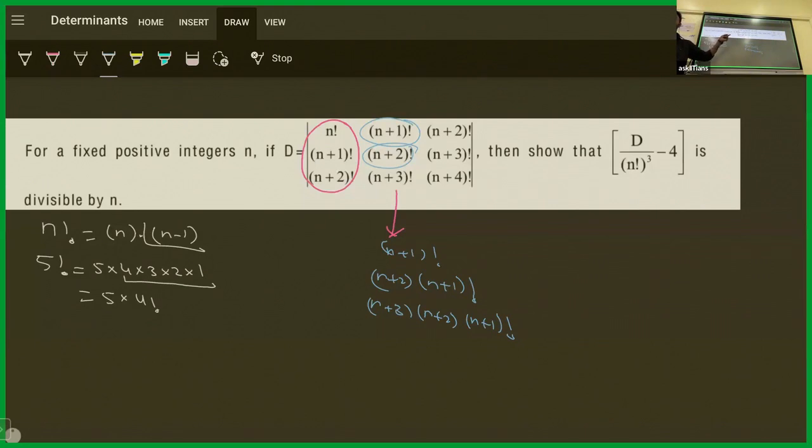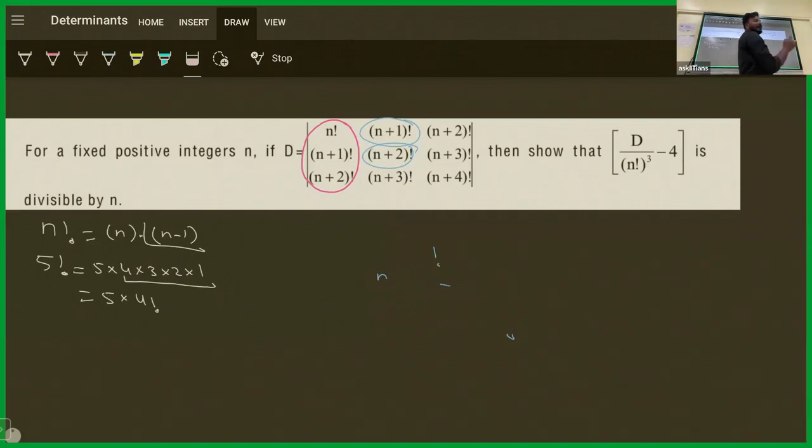हाँ बोलो. How should you think now? Instead of taking n plus 1 factorial common from the second column, take n factorial common from the first row. From the second row, we can take n plus 1 factorial common. From the third row, we can take n plus 2 factorial common. But anyways it will be the same thing only. चलो ठीक है.